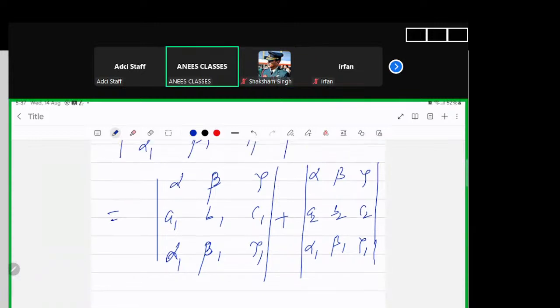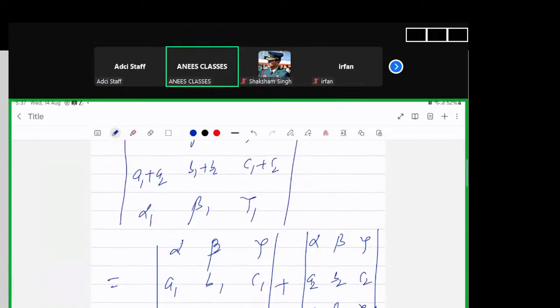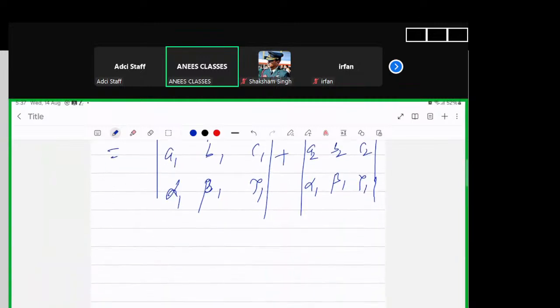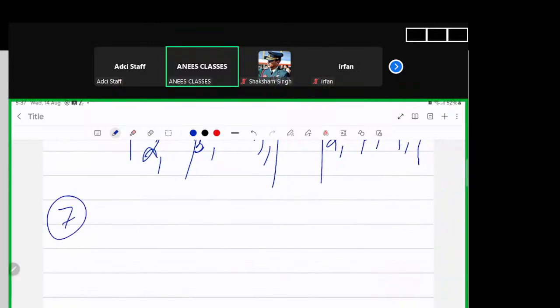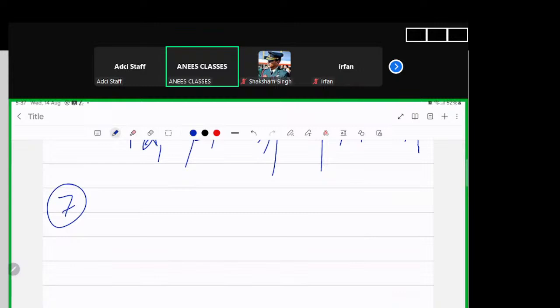So alpha, beta, gamma, this will be the format you will expand. Now the very, very important things. Seventh case, row column operations. Here nothing is important. Principle is very important. I will only write rules.